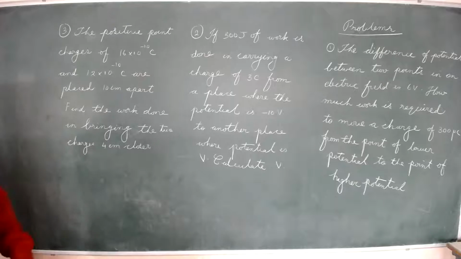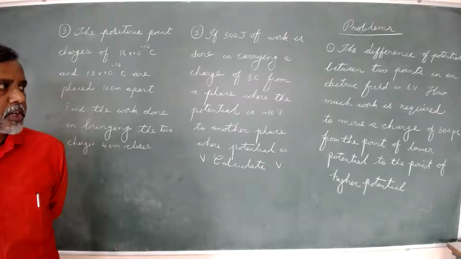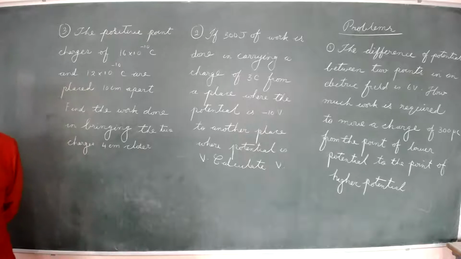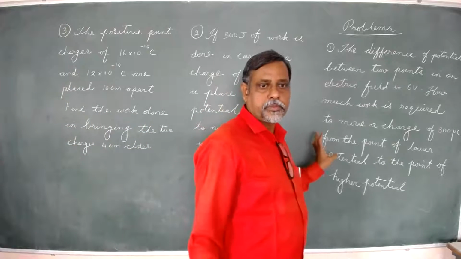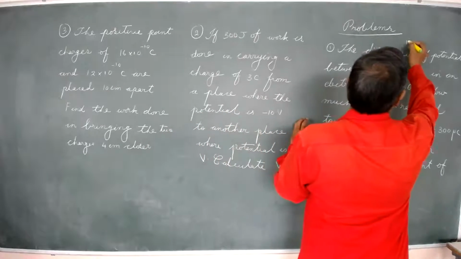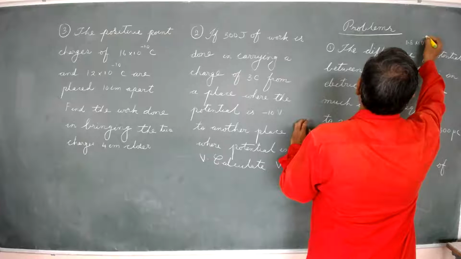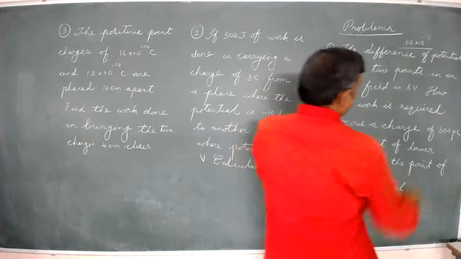The first problem: the difference of potential between 2 points in an electric field is 6 volt. How much work is required to move a charge of 300 microcoulomb from the point of lower potential to the point of higher potential? Yes, give me answers. 1.8 into 10 power minus 5. Okay, unit joule.